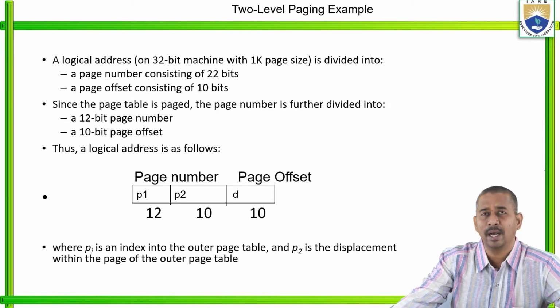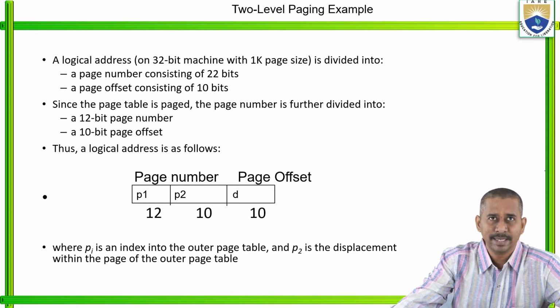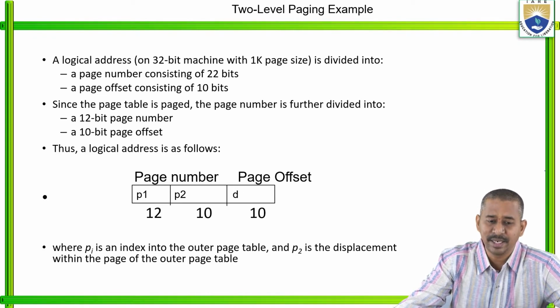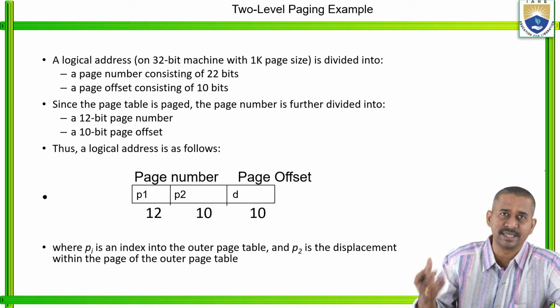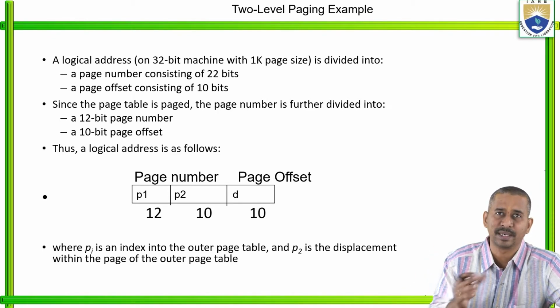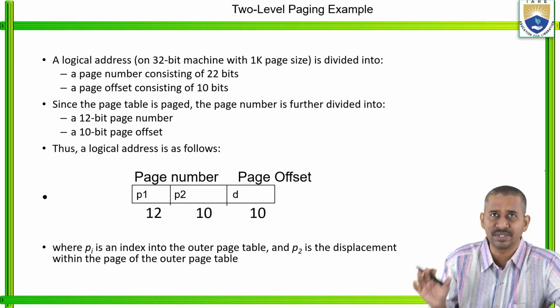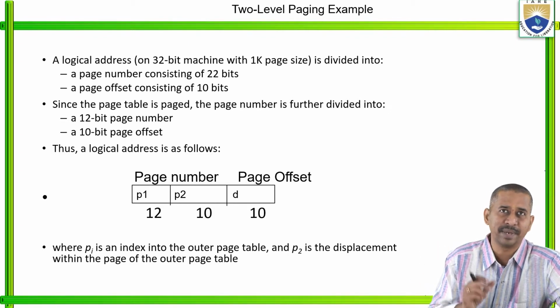So let us take an example to explain 2-level paging. Here the logical address is divided into the page number and page offset. That is the common thing in case of paging. Whenever the processor generates any new process, it automatically creates a logical address, which consists of page number and page offset.